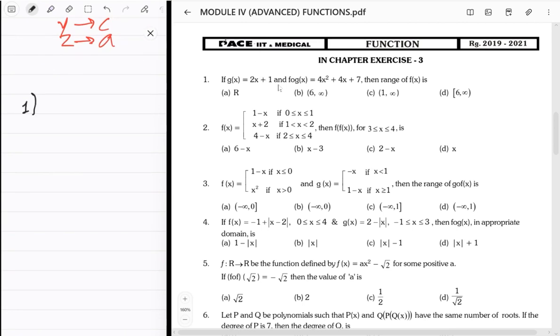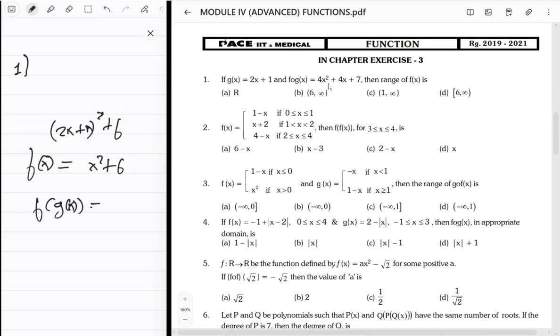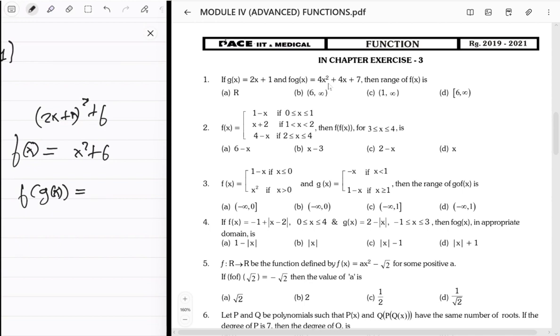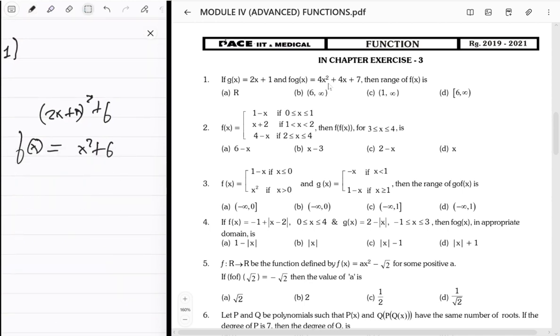g of x is equal to 2x plus 1 and f of g is equal to this thing, then the range of f is... Okay, so f of g is this, right? And g of x is... okay, I get it. It's basically 2x plus 1 squared plus 6. So let me guess, f of x is just equal to x squared plus 6. Easy as that, right? Because f of g of x is basically just g of x squared plus 6. That way it's easy to see what f is actually doing. So what's the range of f? It's 6 inclusive to infinity, which is D.